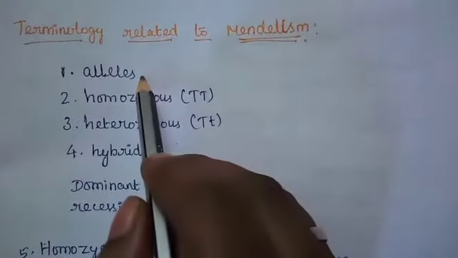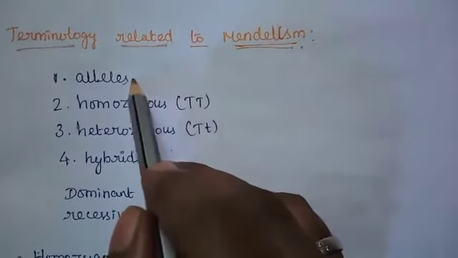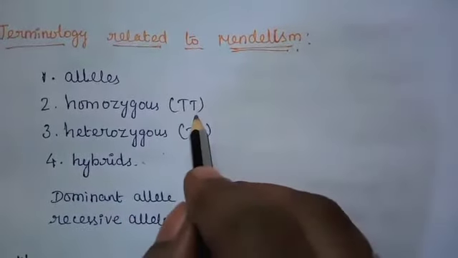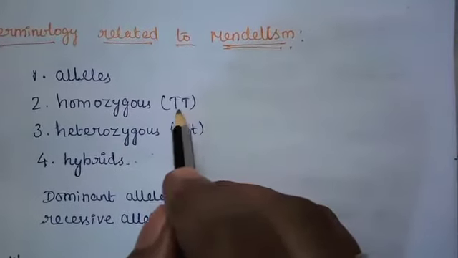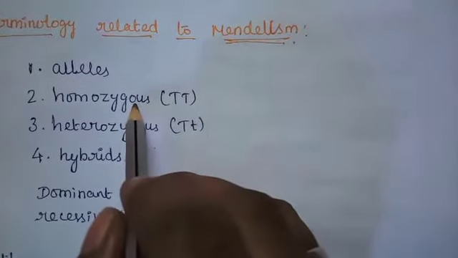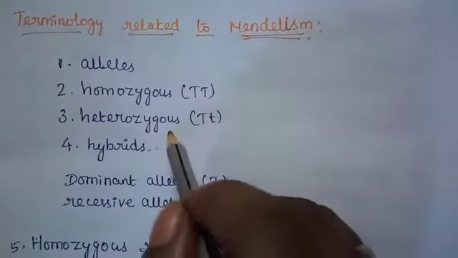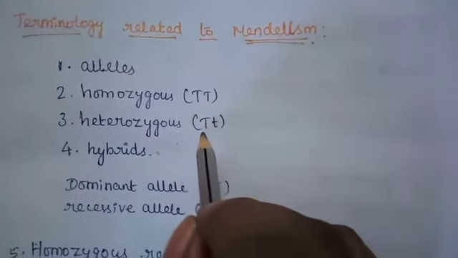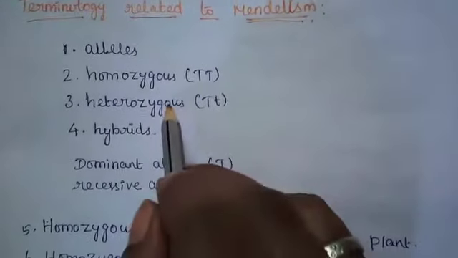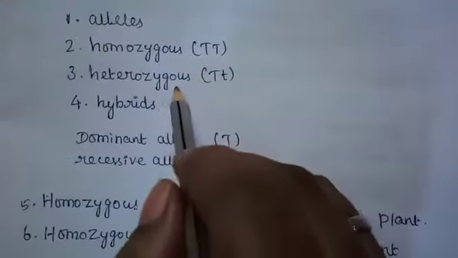First one, alleles. What are alleles? The alternative forms of a gene are called alleles. Then homozygous. Homozygous dominant: capital T, tall character. Two identical alleles of a gene is called homozygous. Then heterozygous. One tall character, one dwarf character, so one dominant, one recessive. Two different alleles is called heterozygous.